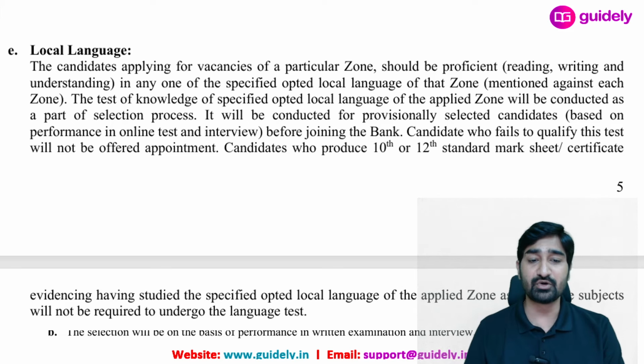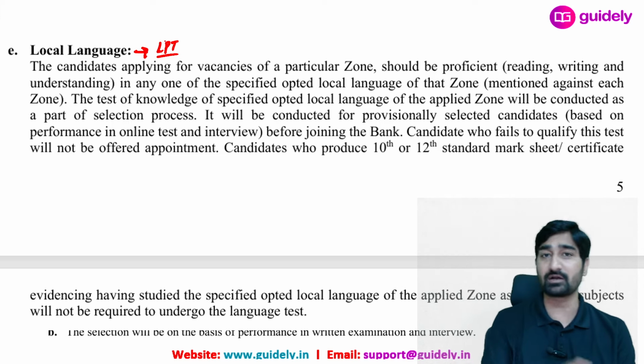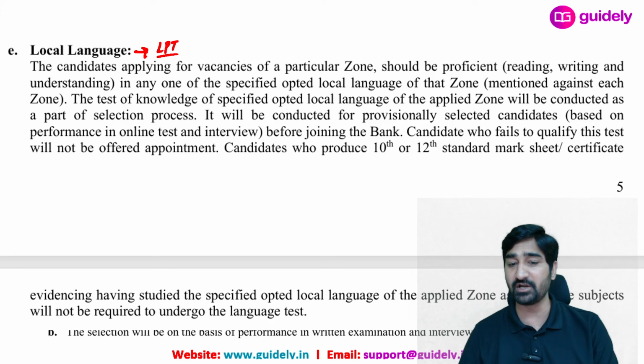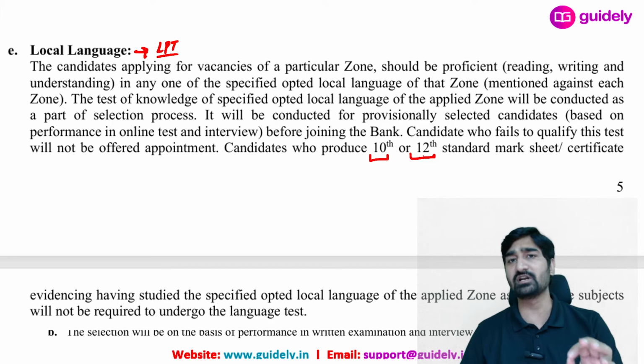So they said LPT, language proficiency test, will be conducted before the interview. Again, very similar to how it was conducted in LBO interview phases for Union Bank of India or for Indian Bank or for UCO Bank. Here, it is clearly mentioned that those who are able to produce a 10th or 12th mark sheet, any one, along with the regional language as a subject.